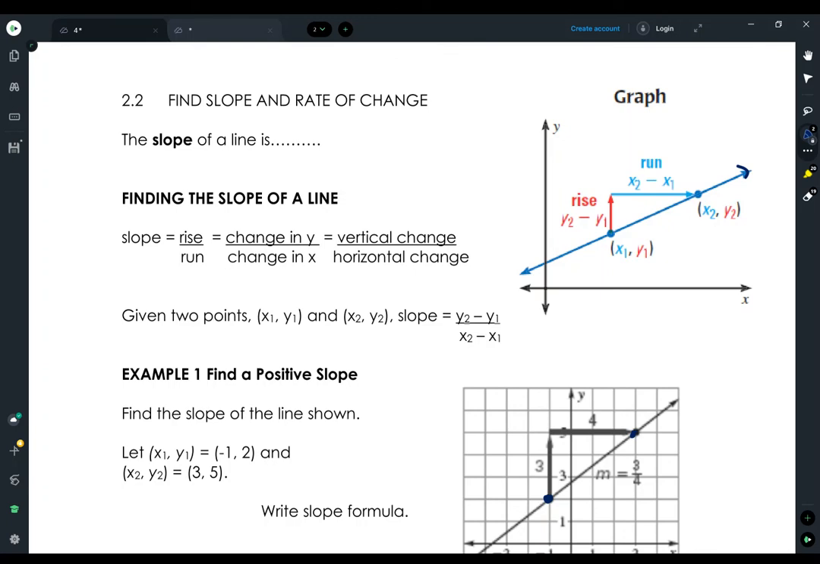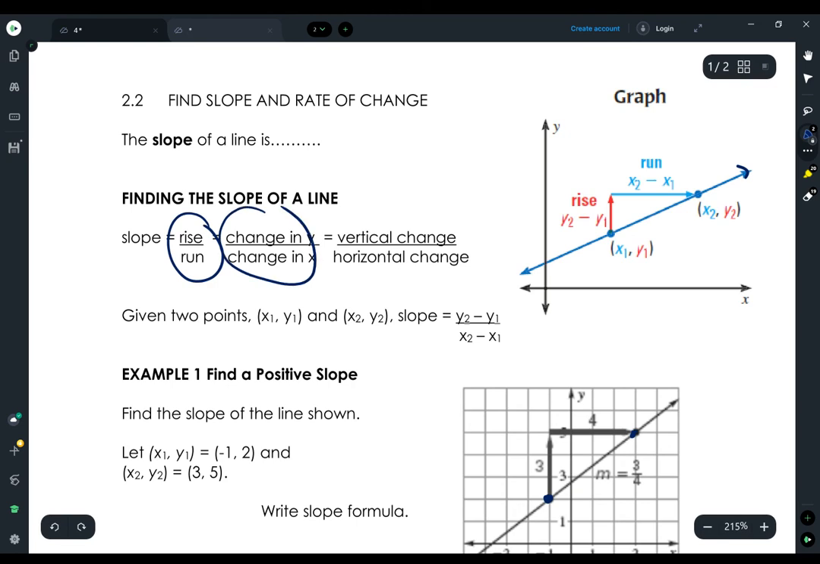Survey of Algebra 2.2, find slope and rate of change. So the slope of a line is a measure of the steepness of the line. And we use a ratio of rise over run, or change in y to change in x, to describe it. So it's a ratio of basically our vertical change to our horizontal change.